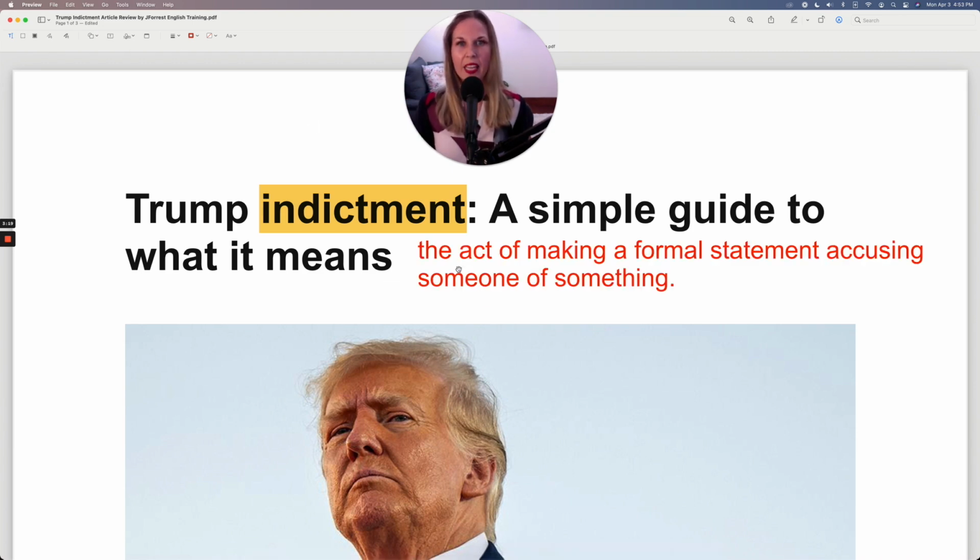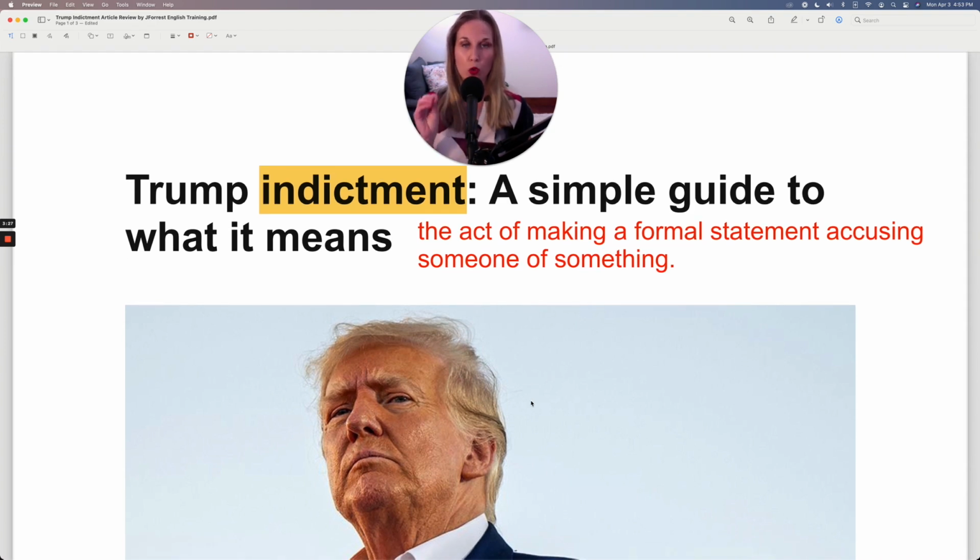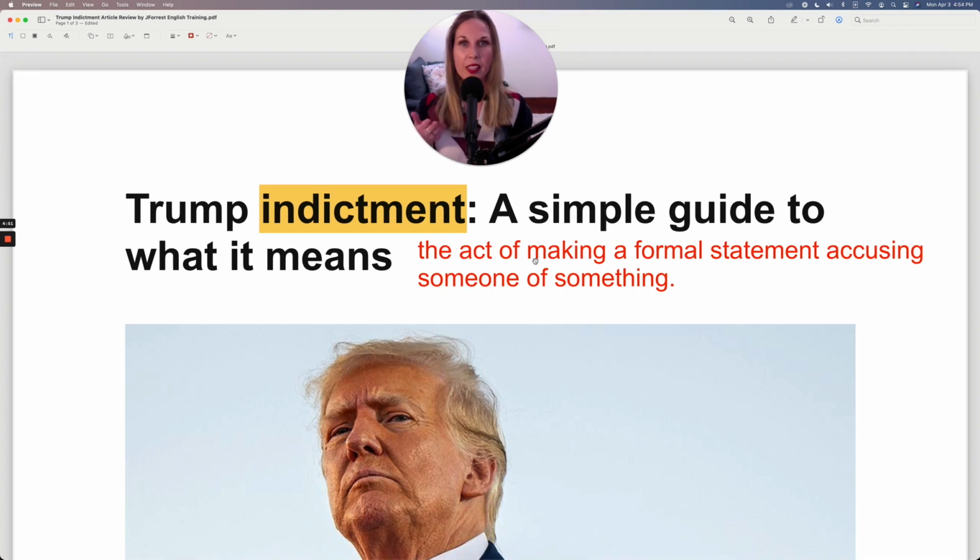An indictment is the act of making a formal statement accusing someone of something. So that means that Donald Trump has been formally accused, which means they can now bring charges against him and he must go to court and prove that he's innocent. This is the noun form. You may frequently hear the verb form as well.